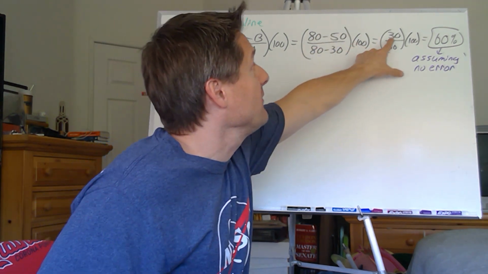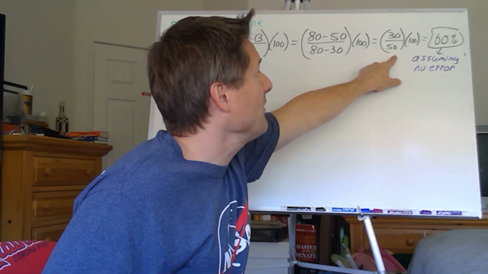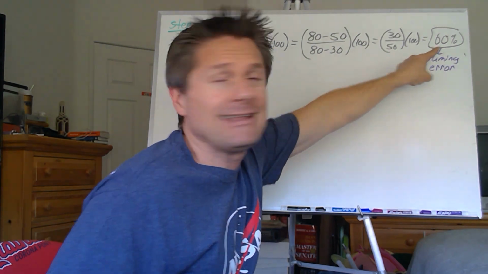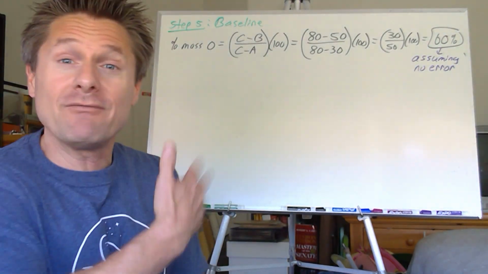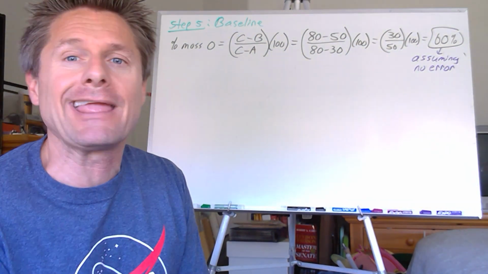So 80 minus 50 is 30. 80 minus 30 is 50. So 30 divided by 50 times 100 gives us 60% by mass oxygen. That's not the true value. We don't even have actual data yet. We're just theoretically analyzing it.